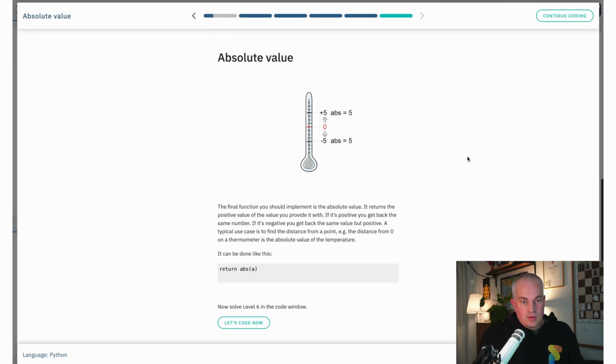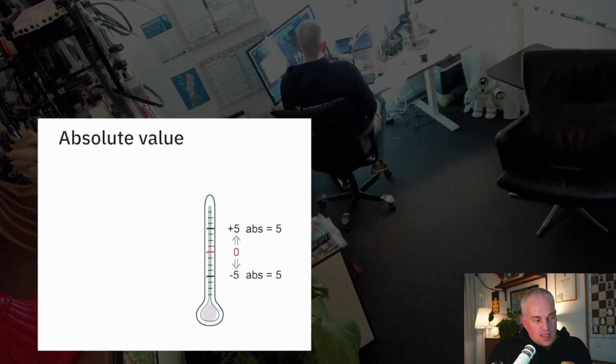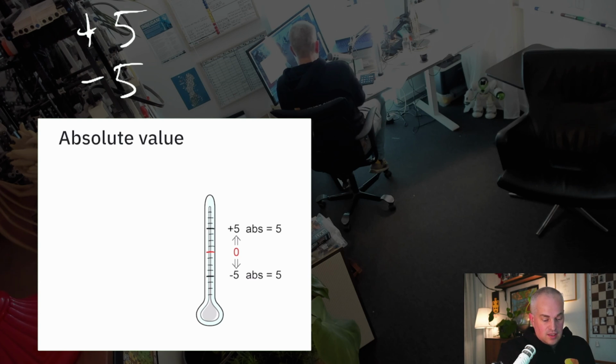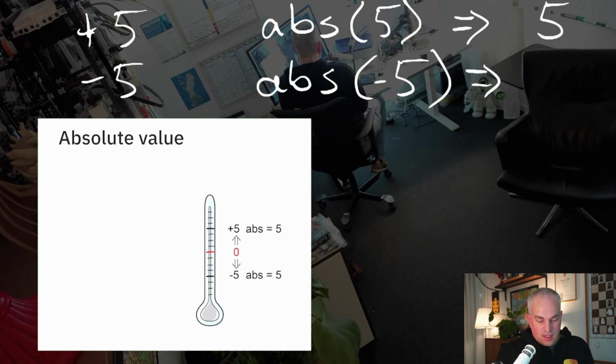Then if we go to level 6, we have absolute value. If we look again at this green screen, the idea with absolute value is that we are not interested in the sign. So an integer can be -5, it can be +5. If we would do absolute value of these, abs of 5 becomes 5, and abs of -5 becomes 5 also. So when we're only interested in everything but the sign, then we can do abs.